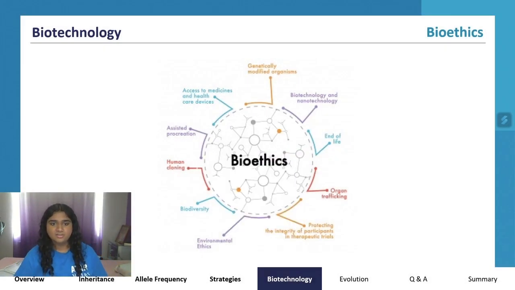In terms of bioethics, biotechnologies are a little bit invasive because you're directly dealing with people's genes and things like that. So there are a lot of policies put in place to protect people who are going through biotechnology trials and things like that. These are things that you could be considering in your IA3 if you're talking gene therapy and cloning in particular. But it's not something that will be assessed in your external.